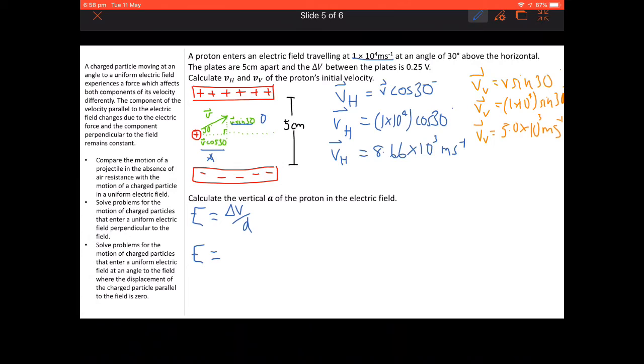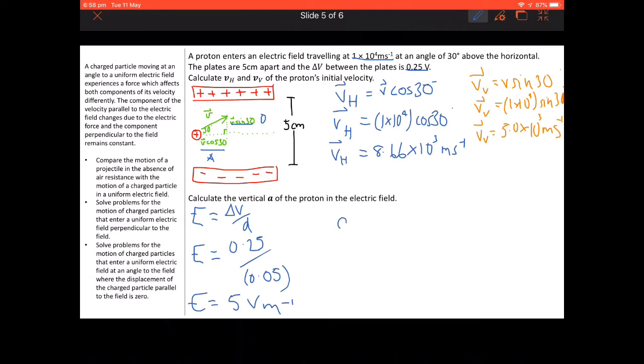The potential difference is 0.25 volts, and our distance is 5 centimetres, which is 0.05 metres. This means our electric field strength is going to be 5 volts per metre.